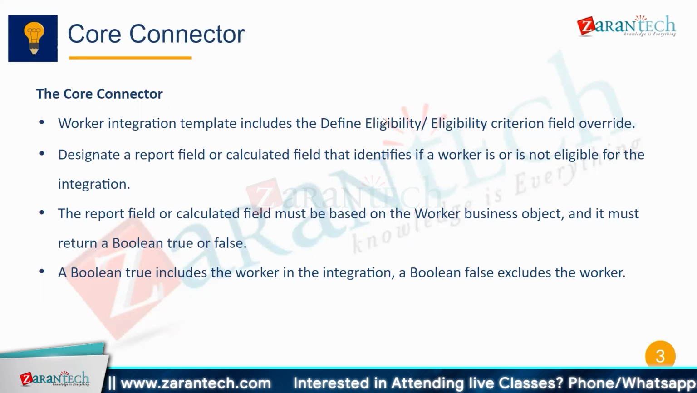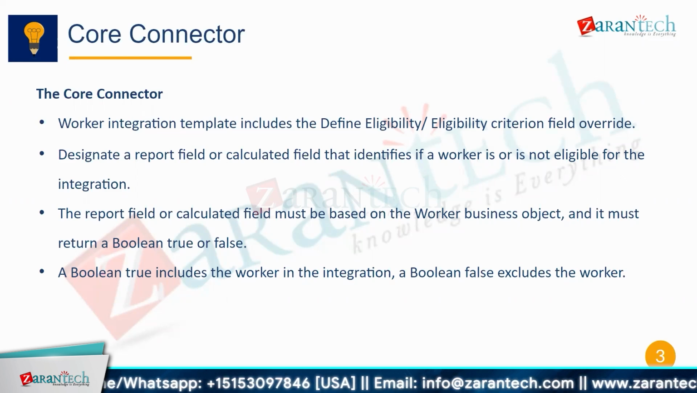The core connector Workday integration template includes define eligibility and eligibility criterion field override. Designate a report or a calculated field that identifies if a worker is eligible for the integration. The report field or calculated field must be based on the worker business object, and it must return a Boolean true or false. Boolean true includes the worker in the integration. A Boolean false excludes the worker from the integration.